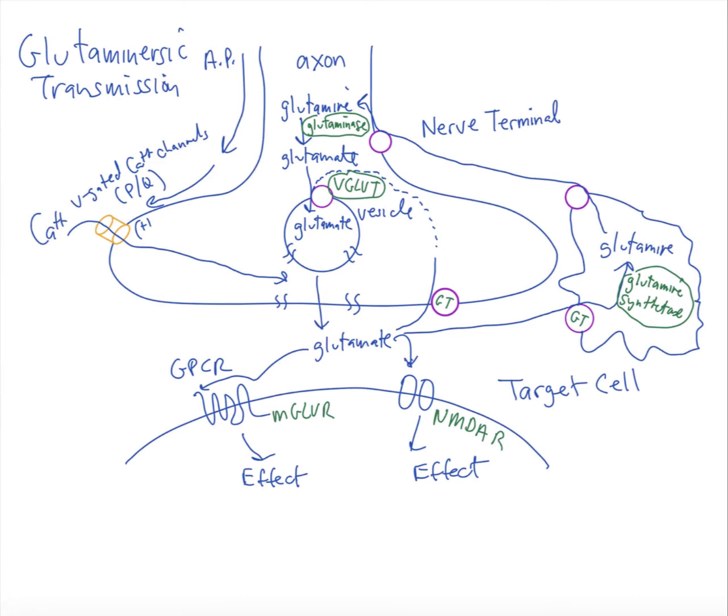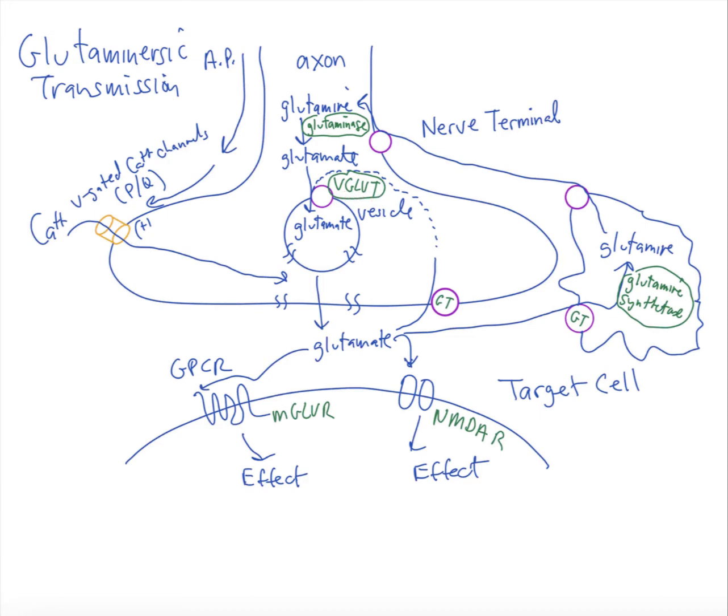So now we're going to talk about glutamatergic transmission, which is referring to the neurotransmitter glutamate, the major excitatory neurotransmitter of the central nervous system. The way we make glutamate is we take glutamine and the enzyme glutaminase forms glutamate, and glutamate can be transported into a vesicle via the vesicular glutamate transporter.